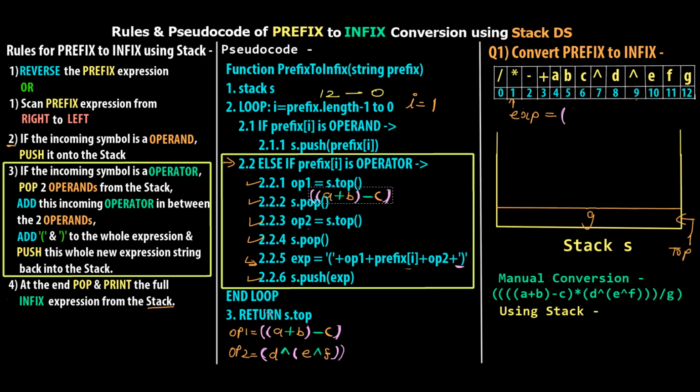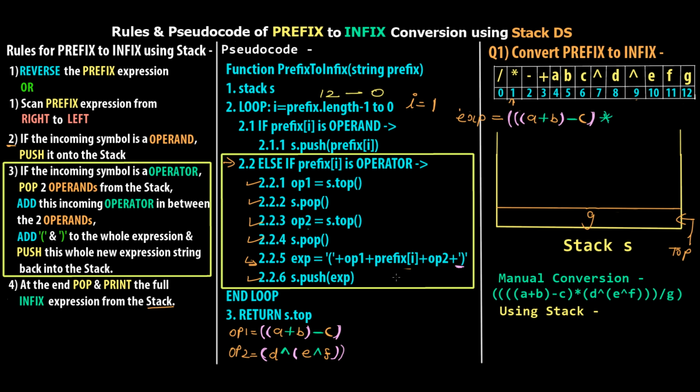So let's copy this and paste it. We have op1. It's going a little outside, but I hope you're getting it. Then we have prefix of I. What is prefix of I? Prefix of I is a star operator. We are at I equal to 1. So prefix of 1 is star operator. So let's write star. Okay.